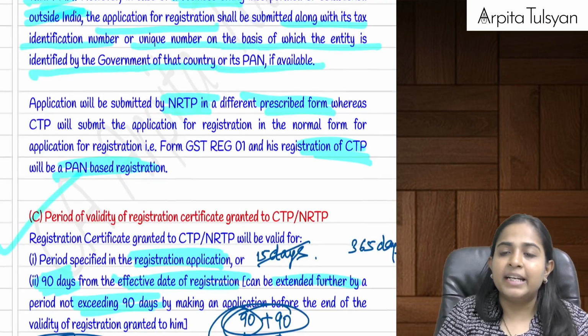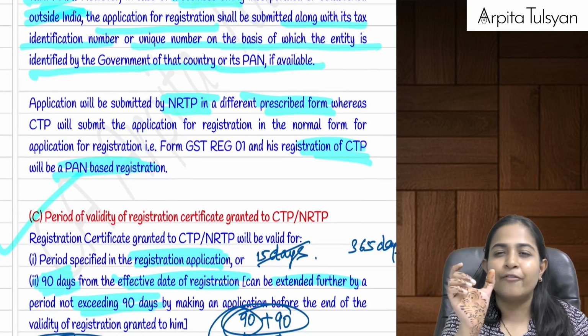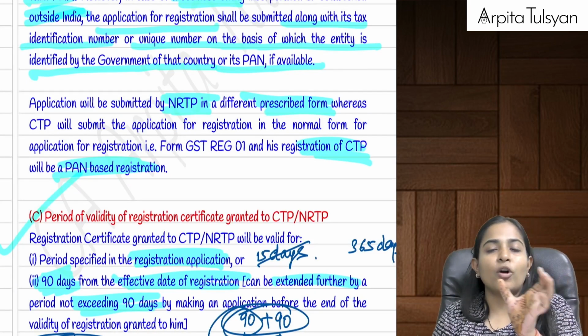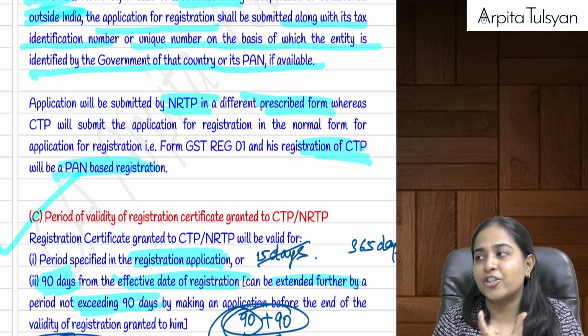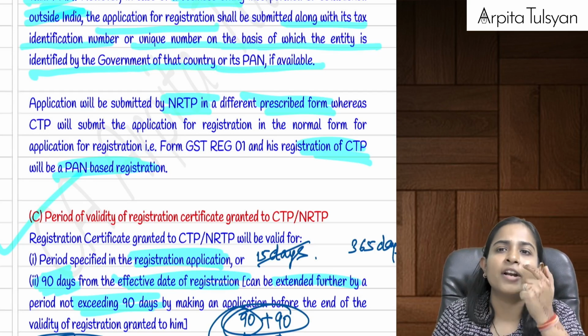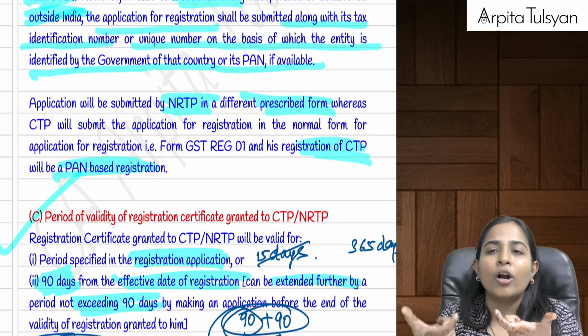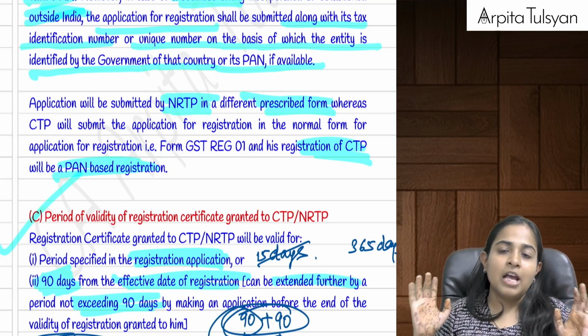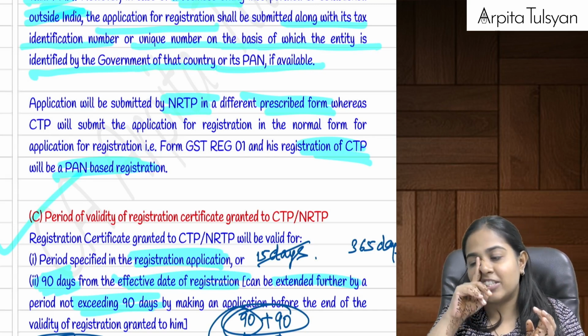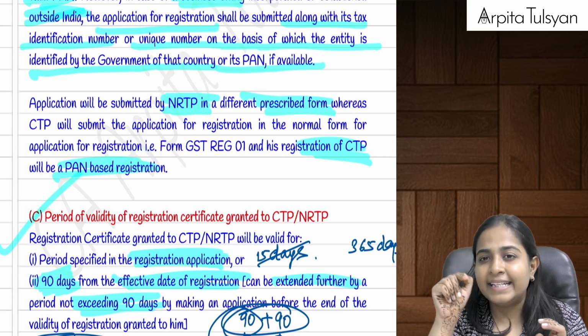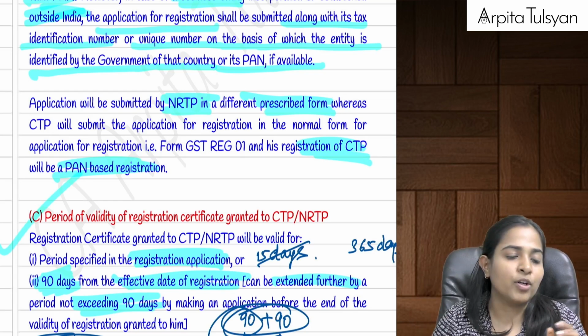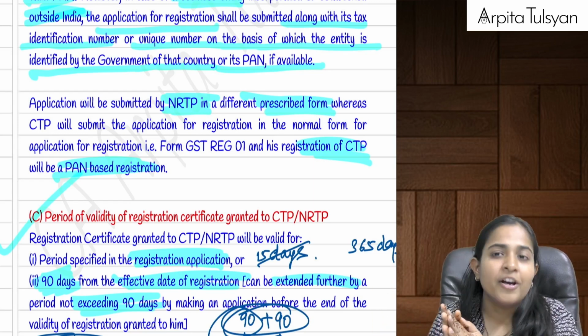Right? In case of CTP and NRTP, your certificate will be valid for a very short period. Means whatever number of days you have written in the application. Let's say I have written in the application that I want registration for 30 days. So whatever period is written in the application, or 90 days, whichever is earlier. Only for these many days, registration will be granted to you, and that ad hoc 90 days time period that was given to you can be extended by another period of 90 days.